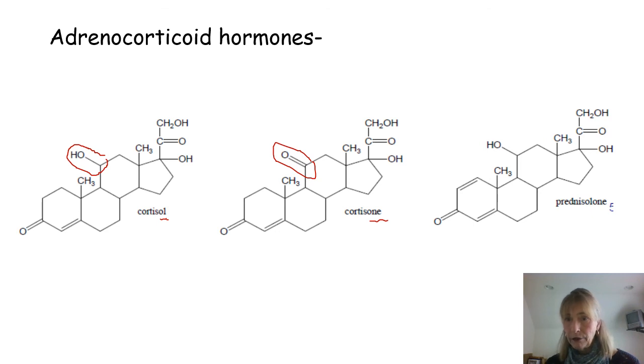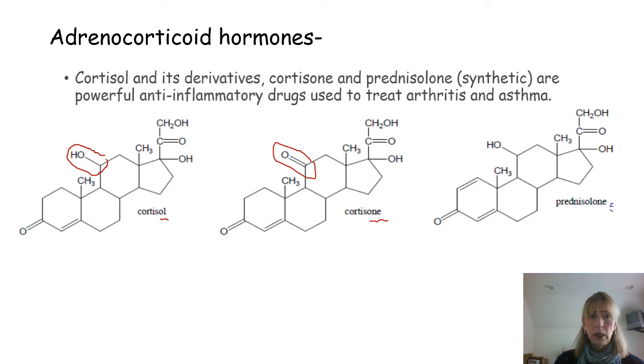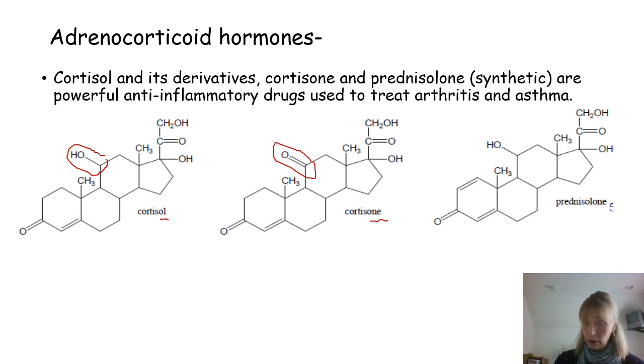And here we have prednisolone. So we've seen cortisol on this slide and its derivatives. Its derivatives are cortisone and prednisolone. This is a synthetic hormone. All of these are powerful anti-inflammatory drugs. They're used to treat arthritis and asthma.